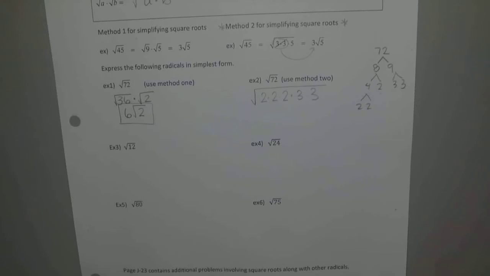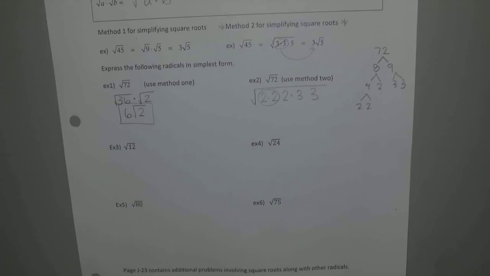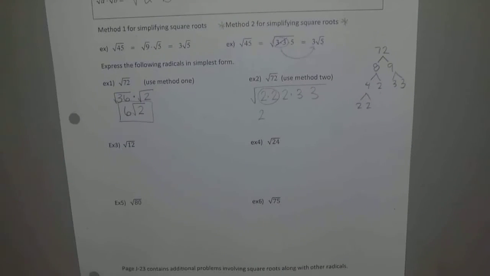Why does this help us? Because anytime you see a pair, you have a perfect square, okay? So what is this pairing right here? What is 2 times 2? 4. But what's the square root of 4? 2. So whenever you see a pair, that number comes out singularly. They hook arms and come out as one, because you technically have 4, but what's the square root of 4? 2. So 2 will come out, okay?